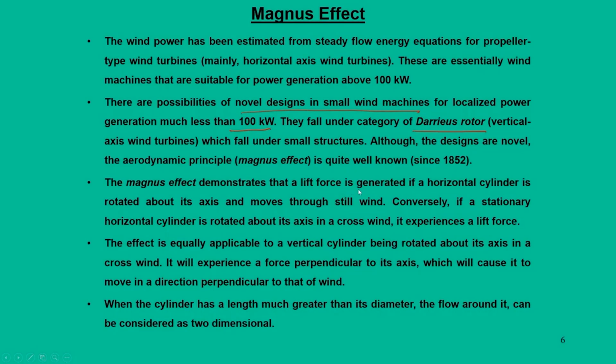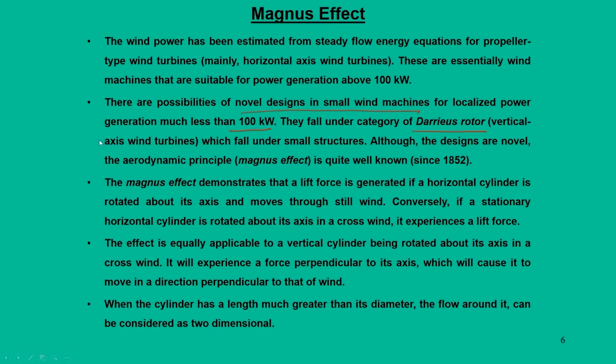For the time being, let us not talk about the turbine itself, rather we will just talk about what inference we get from the Magnus effect. The Magnus effect demonstrates that a lift force is generated if a horizontal cylinder is rotated about its axis and moves through still wind. Conversely, if a stationary horizontal cylinder is rotated about its axis in a crosswind, it will generate a lift force.